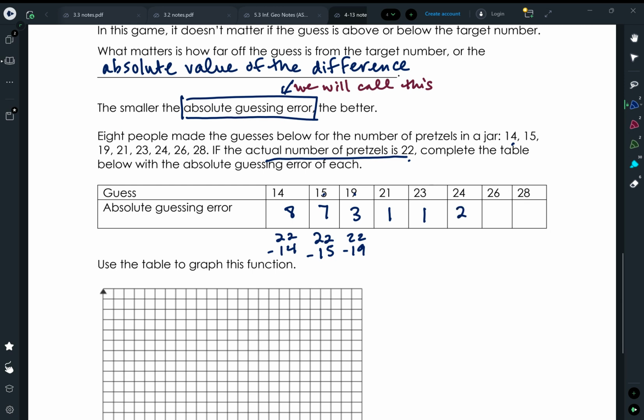24 is 2 away. So now I would do 24 minus the 22. So I'm switching the order that I'm subtracting in to make it a positive. 26 minus 22 is a 4. 28 minus 22 is a 6. So now I want to go ahead and graph my function.